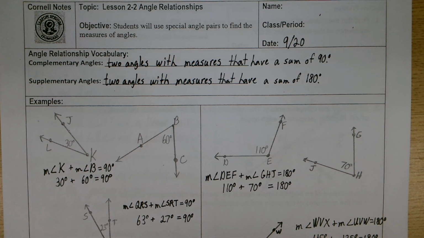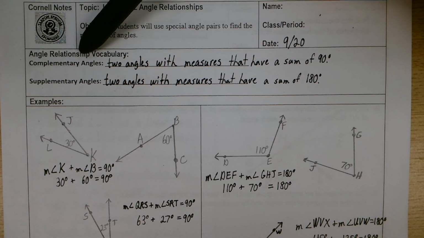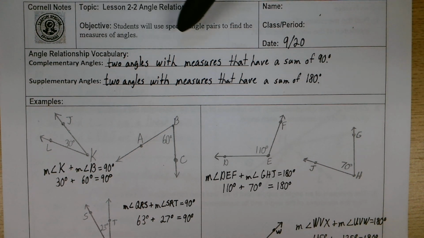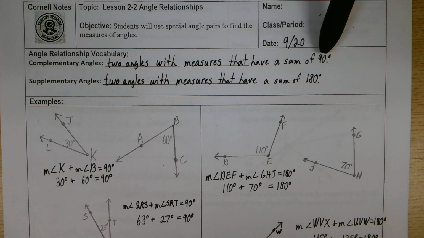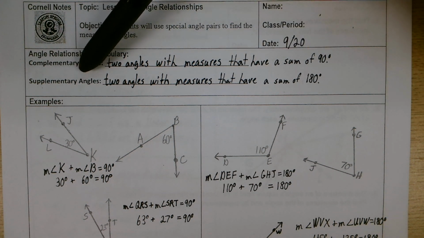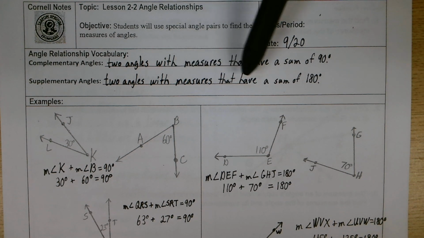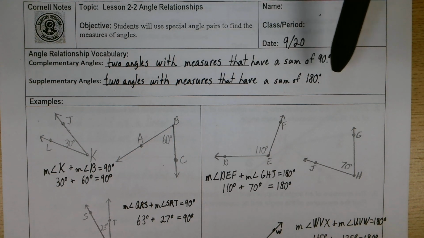Alright class, this is just a quick recap on our angle relations. You were using special angle pairs to find the measures of angles. The two angle relationships we cared about were complementary angles, which were two angles with measures that have a sum of 90 degrees, and supplementary angles, two angles with measures that have a sum of 180 degrees.